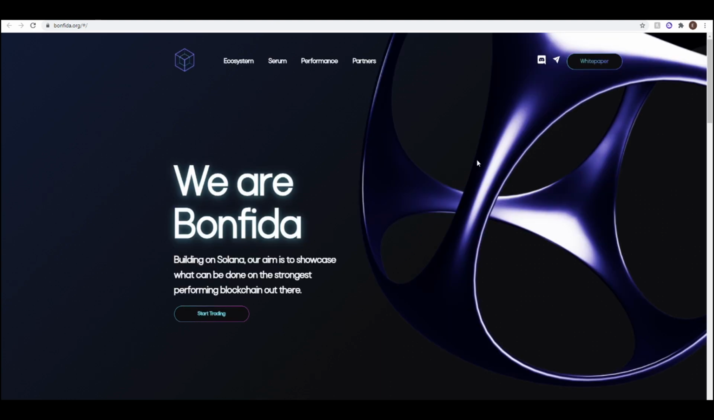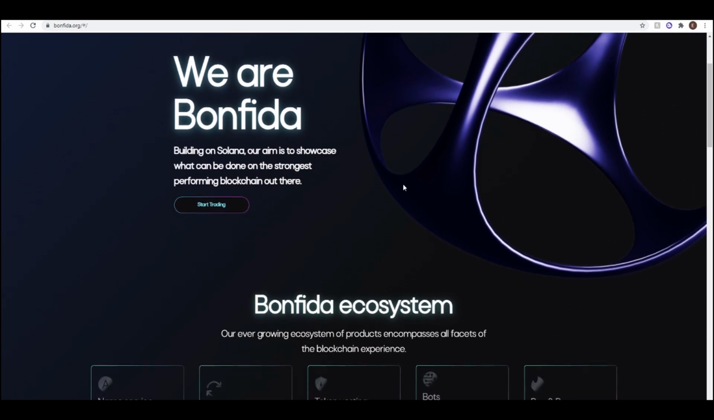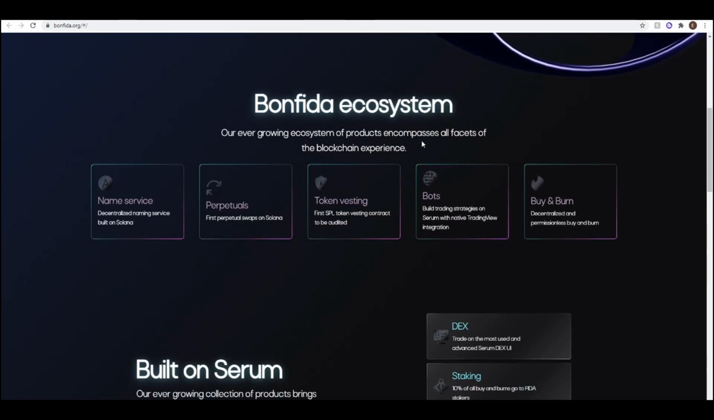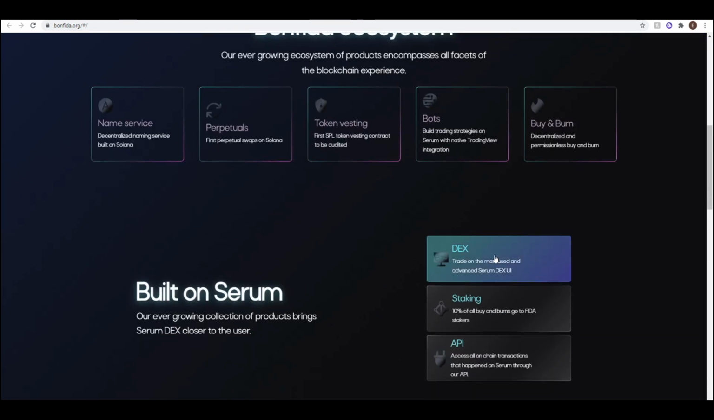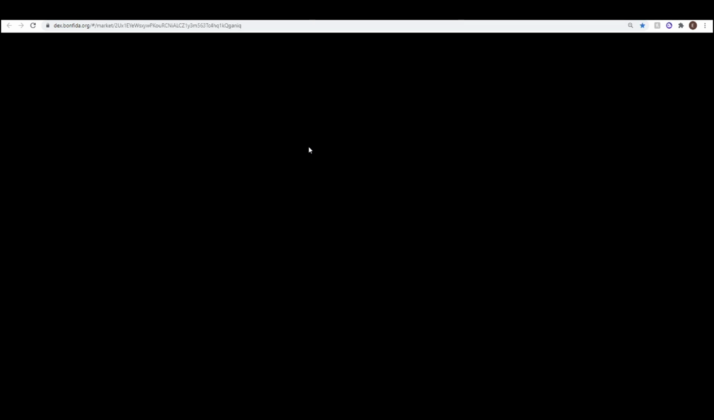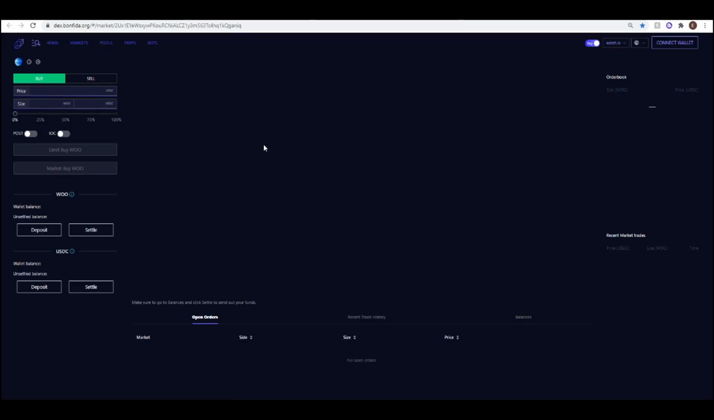So I've clicked on Bonfida. If you don't want to have to go through all of this again, you can just click here and press add bookmark. Okay, so now we're on the page. We're going to go all the way down to where it says Dexs. And here we have the trading user interface.